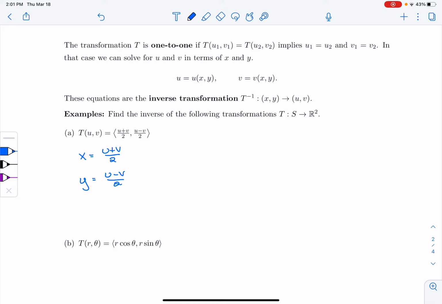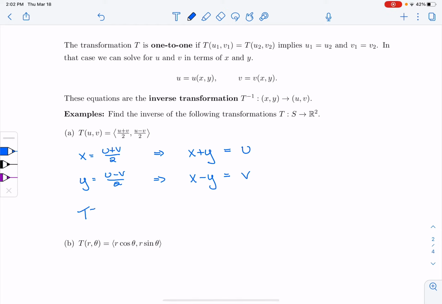The way that I'm going to do this is similar to how I figured out what the image of the transformation is. I'm going to look at adding x and y. Notice that if I add x and y, the v's cancel. And so what I'm left with is u over 2 plus u over 2, which is just u. So u is actually equal to x plus y. Now if I take x and subtract y, then you'll notice that the u's again cancel. And so I get v over 2 minus a negative v over 2, and that is just v.